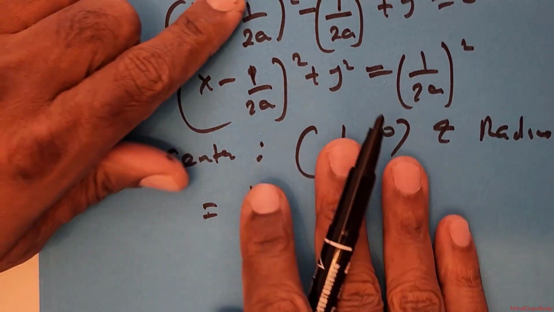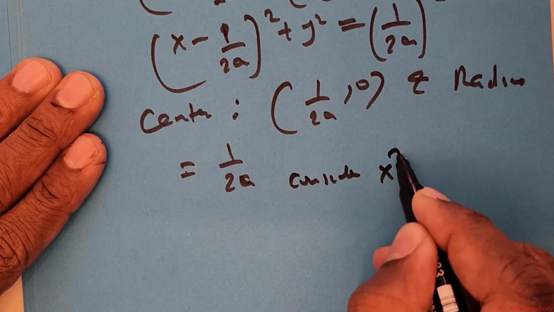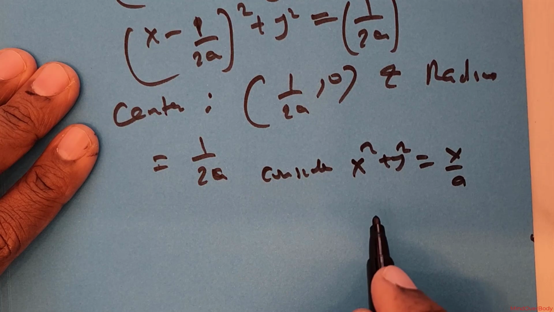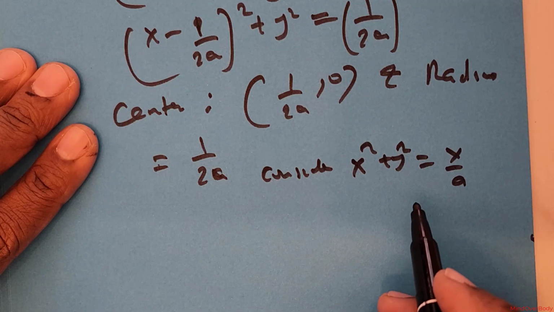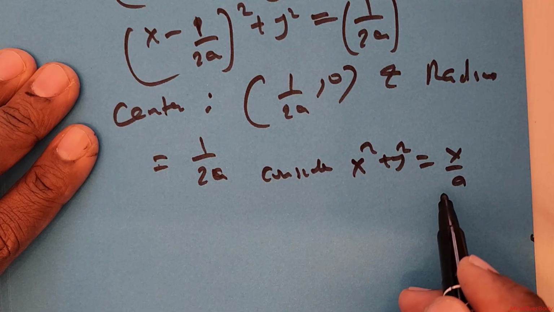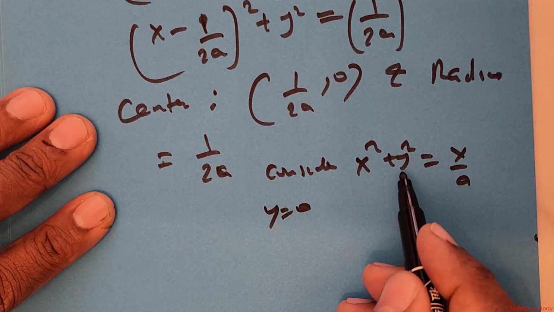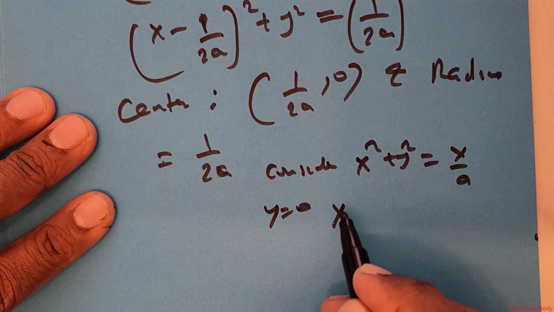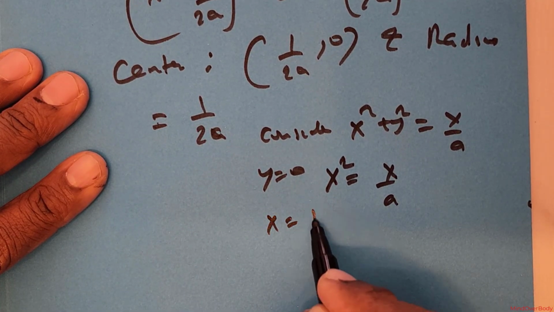So if I were to substitute it here, let me consider this one. Consider x squared plus y squared is equal to x over a, with a not equal to 0. And then what happens here? If I take a not equal to 0 and I evaluate this for the x-axis, that means y is equal to 0. So if I put y is equal to 0, this is producing me a point: x squared is equal to x over a, which means x is equal to 1 over a.